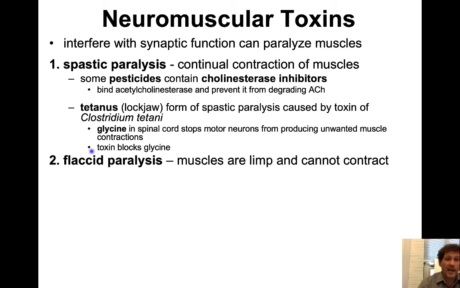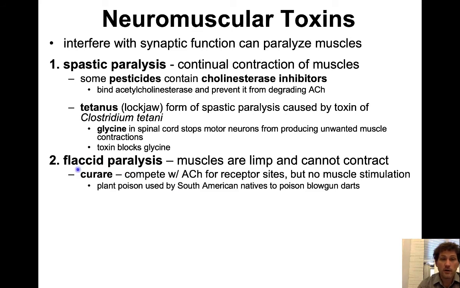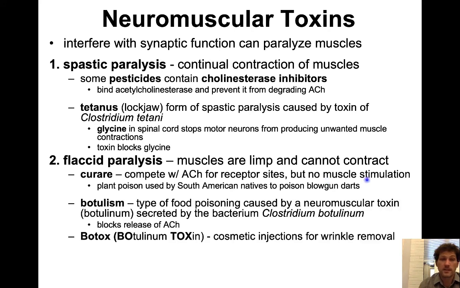On the other hand, flaccid paralysis is where your muscles can't be contracted. You've probably heard about curare. It's used by South American natives. They put this on blowgun darts and shoot it at the prey they're hunting, and what it does is compete with acetylcholine. It binds those receptor sites, but it doesn't stimulate the muscles to contract. So acetylcholine can't cause excitation and allow those muscles to contract, because curare is bound to those binding sites and keeps them from being stimulated.